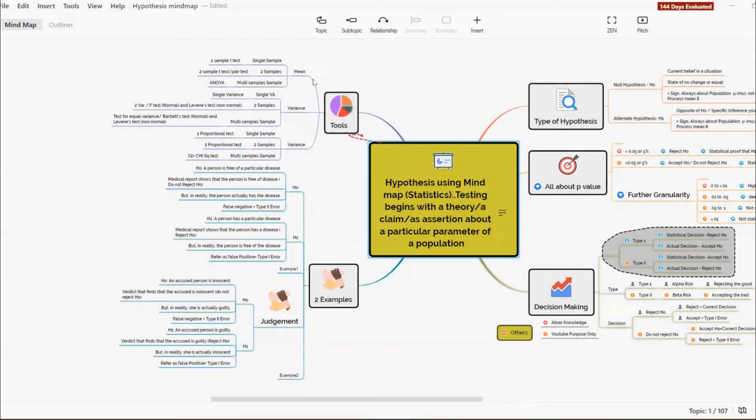For example, let's say you wanted to focus on the mean: single sample, two sample, or multi-sample. If it's a single sample, you can use a one sample t-test. For two samples, you test it like a two sample t-test.